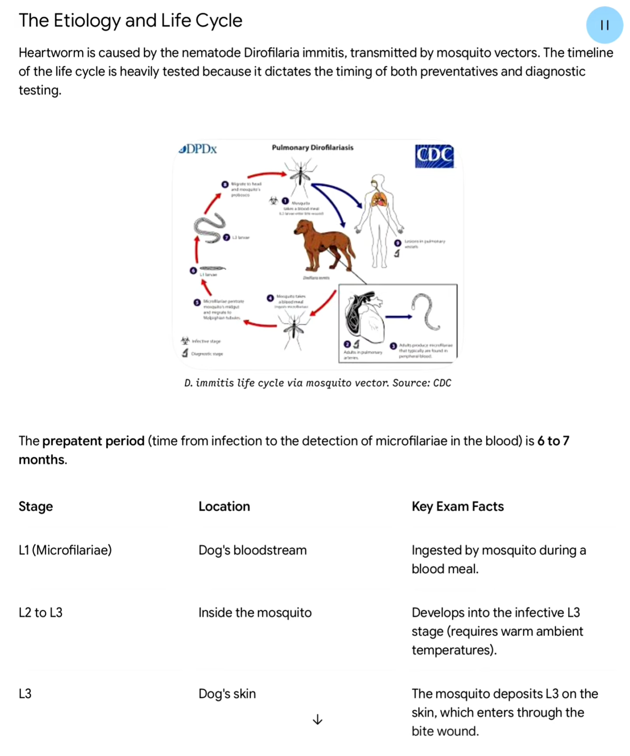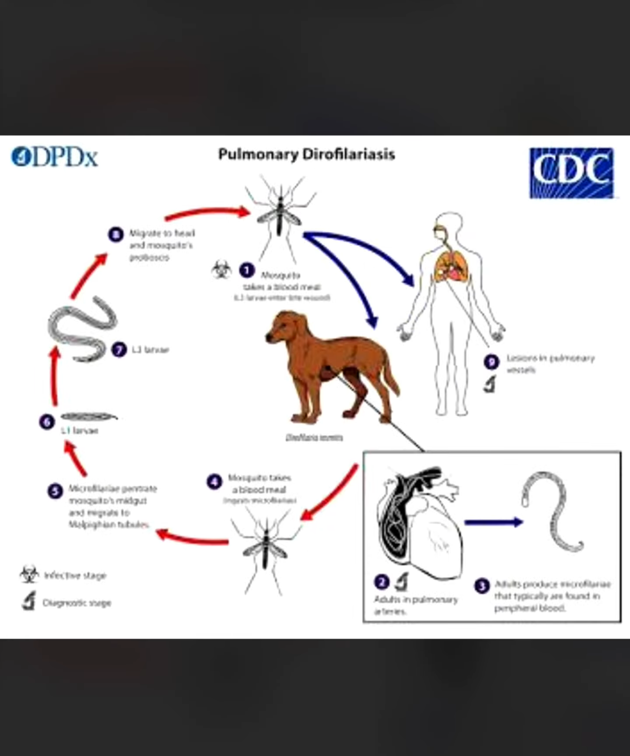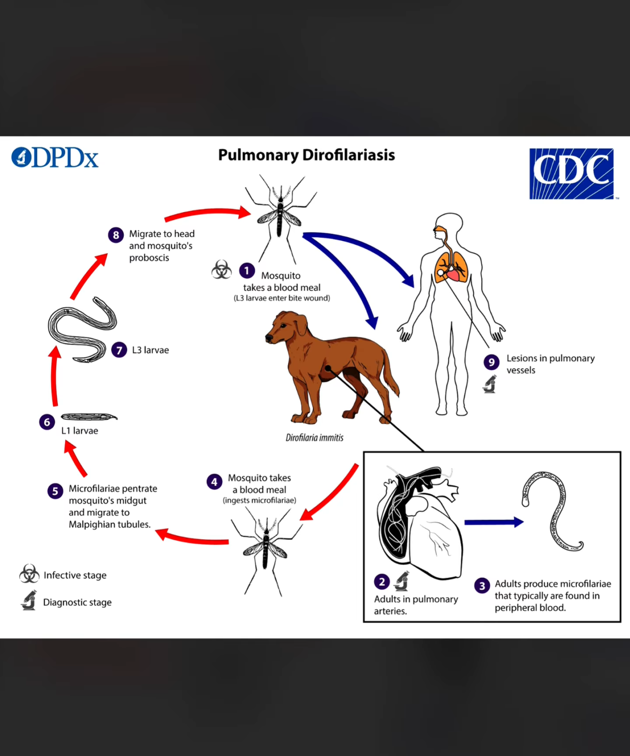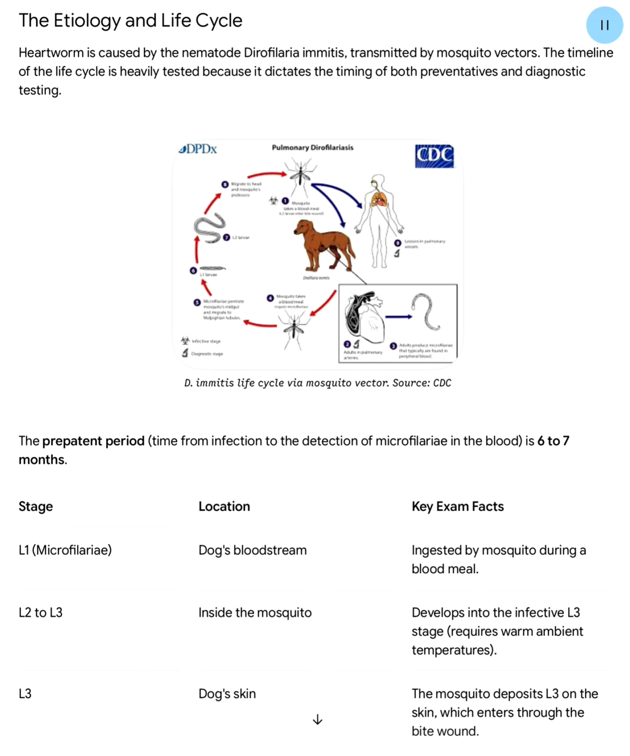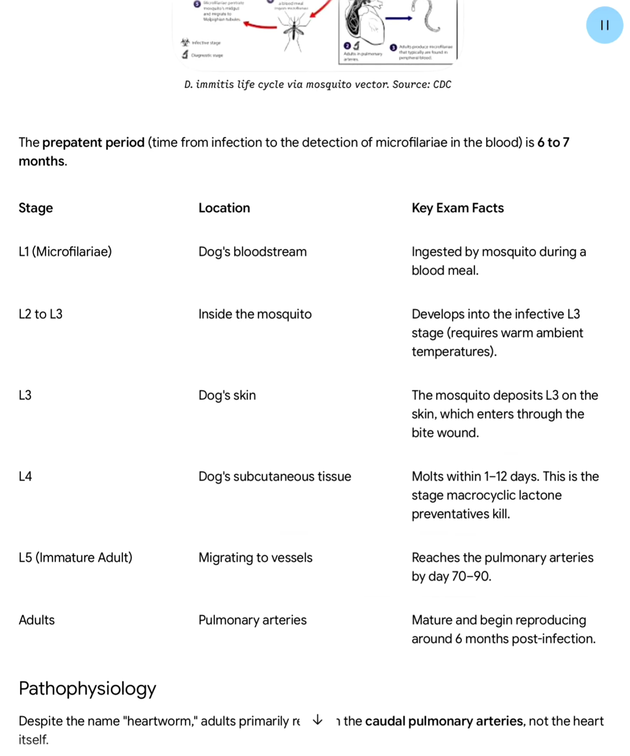Here is your high-yield review. The etiology and life cycle. Heartworm is caused by the nematode Dirofilaria immitis, transmitted by mosquito vectors. The timeline of the life cycle is heavily tested because it dictates the timing of both preventatives and diagnostic testing. The prepatent period, time from infection to the detection of microfilariae in the blood, is 6 to 7 months.